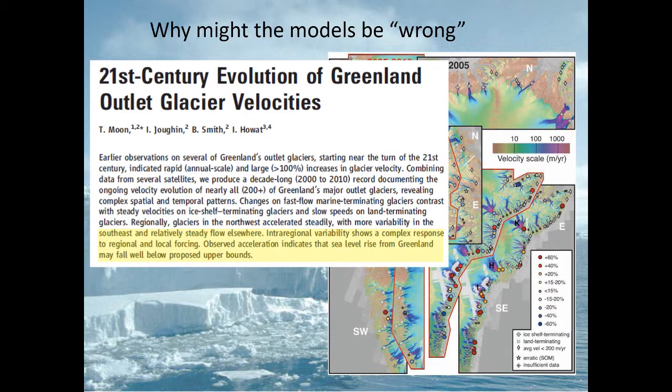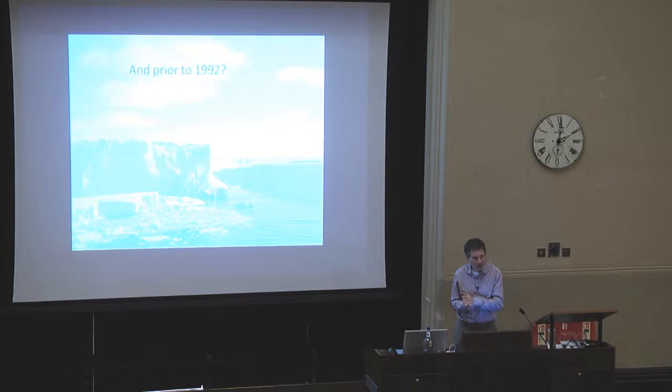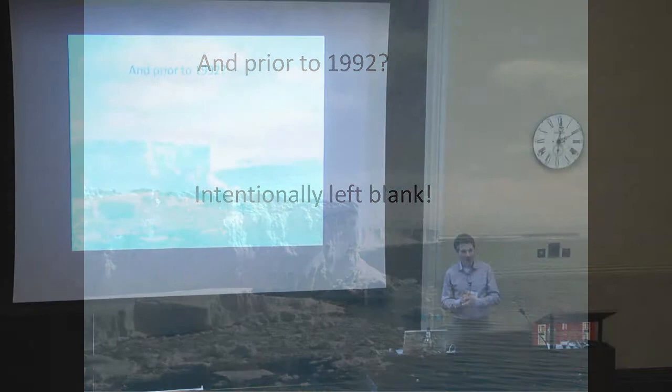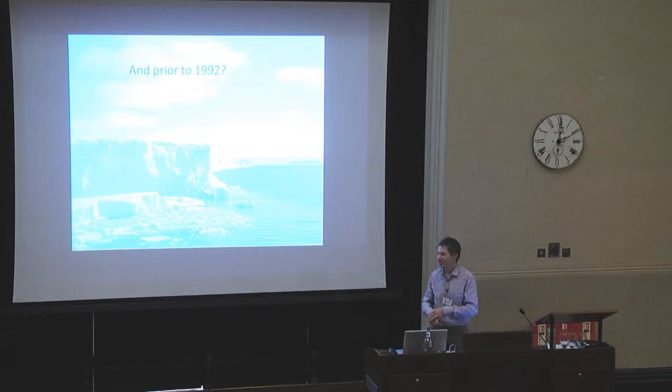So that's what we know or don't know and understand about the ice sheets for a very short period in ice sheet history. Prior to 1992, well, I intentionally left this figure blank because that's about how much we know. If you look in the AR4, there's an estimate for the contribution of the ice sheets to sea level rise from the 1960s to 1990-something. I don't know where those numbers came from. Very difficult. We really have very poor understanding of ice sheet behaviour prior to 1992.